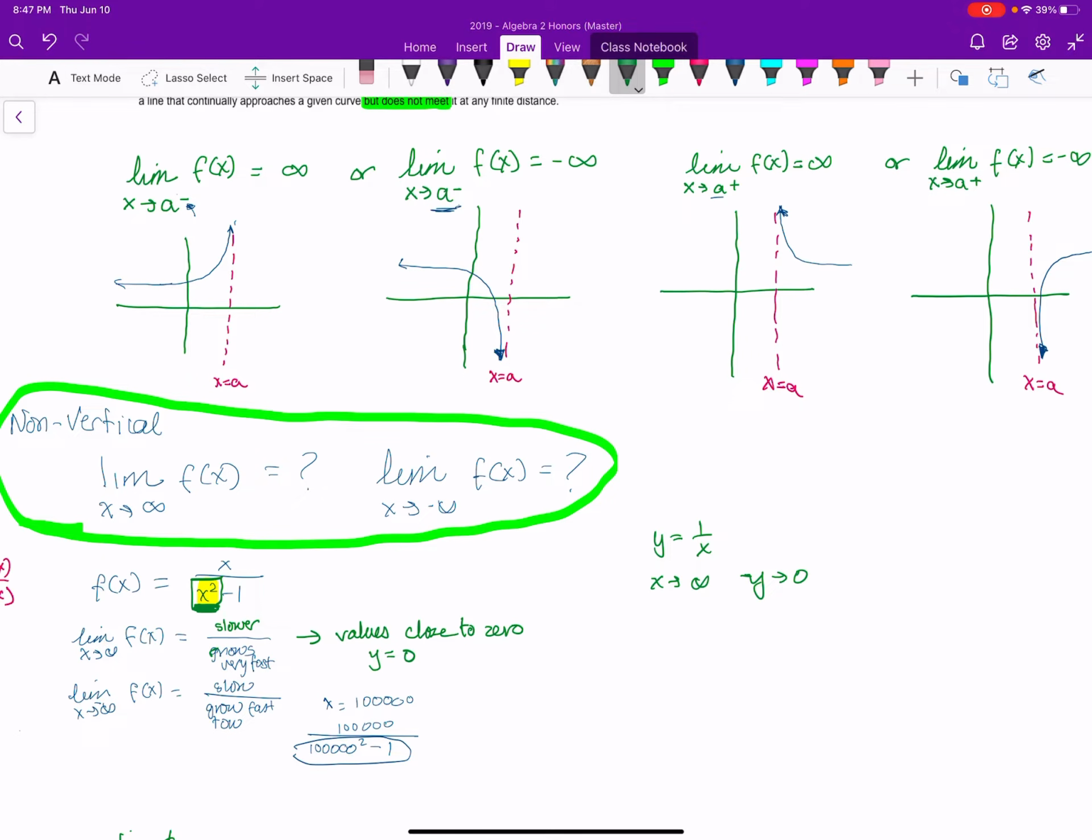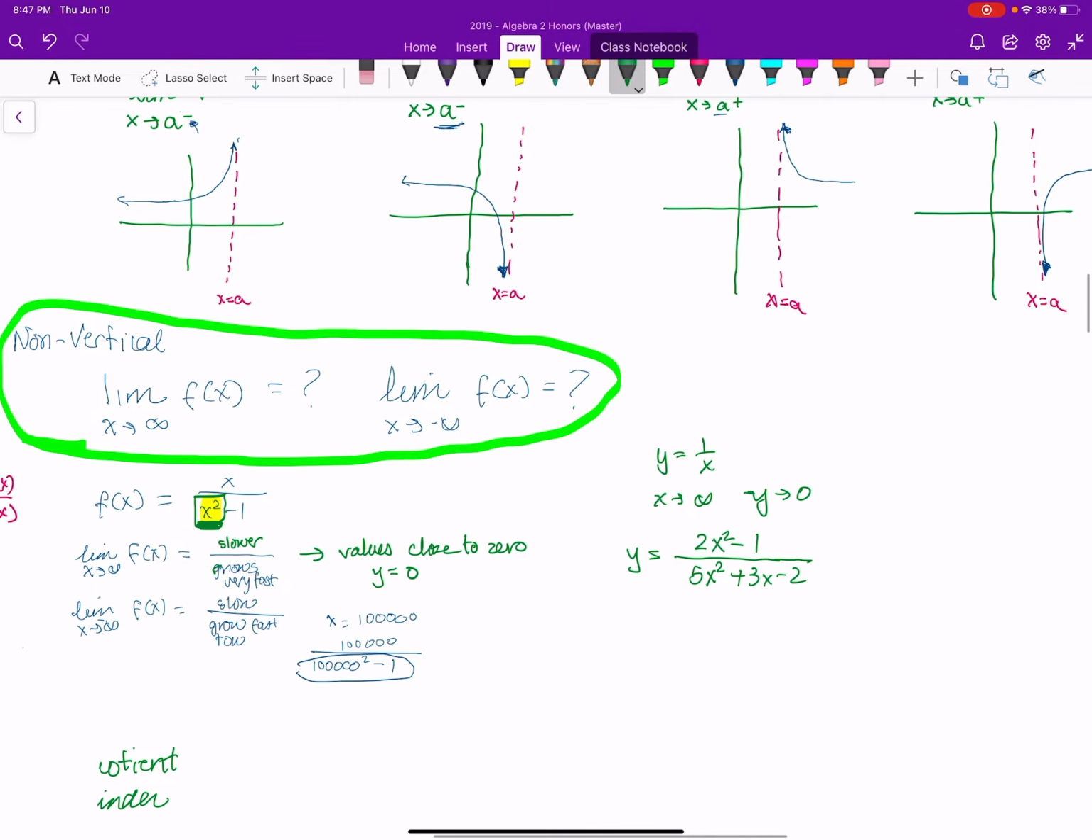Now, if I'm going to use that idea and I'm going to pick a function that looks like this, y is equal to, let's say, same degree, so (2x squared minus 1) over (5x squared plus 3x minus 2). And I have to look at what the limit is, by the way, it's going to be the same to negative infinity, so I'm just going to show you with positive infinity. The limit as x approaches positive infinity of (2x squared minus 1) over (5x squared plus 3x minus 2).